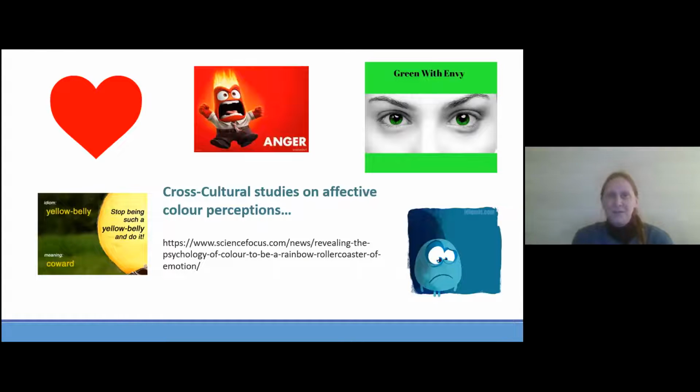Another interesting phenomenon is affective colour perception. So for example, we tend to associate certain colours with specific emotions. Love is often associated with red or pinks, as interestingly is anger. There are expressions such as green with envy, feeling blue, and yellow bellied, which means cowardly or fearful. And while some of these are cultural, a lot of them, for example, love and anger, are cross-cultural. So again, this demonstrates it's not a learned phenomenon, it is a spontaneously occurring phenomenon.